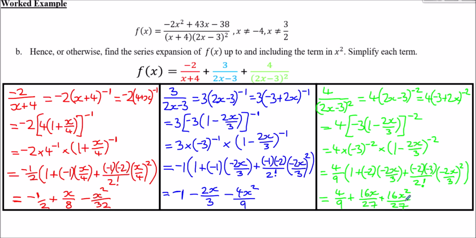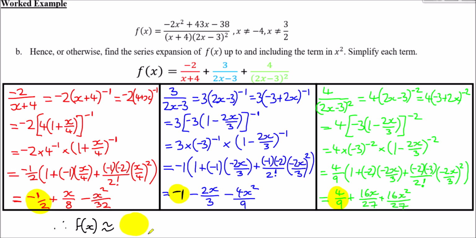So now we've got all the ingredients to actually answer this question. So we can actually start by saying what f of x actually is in terms of this expansion. So therefore, f of x is approximately equal to these bits here. So the constant term, we can just look at these bits here. We've got minus 1/2 there, minus 1, and 4/9. So let's combine those into 1.